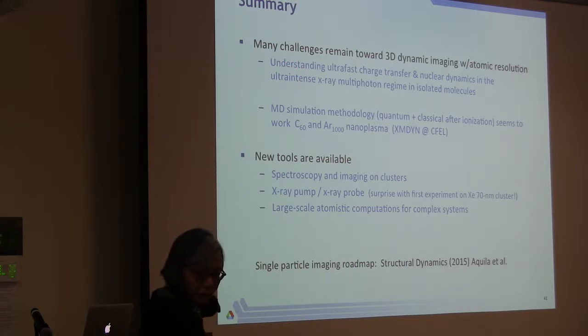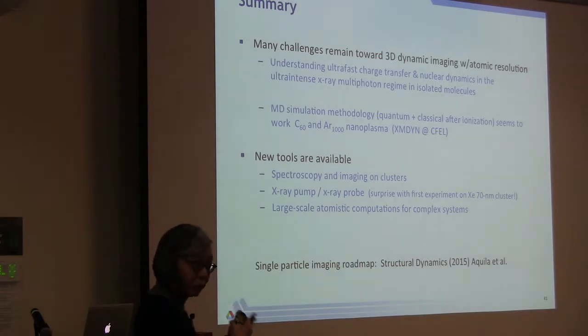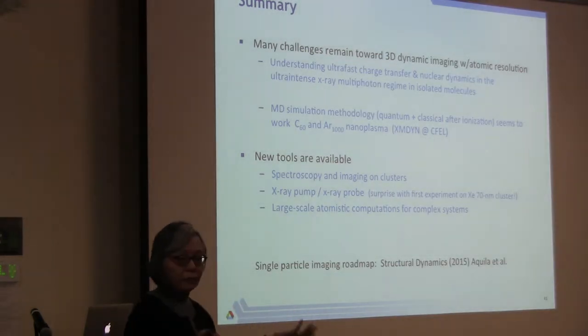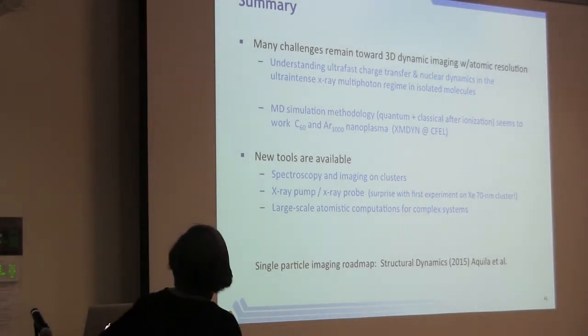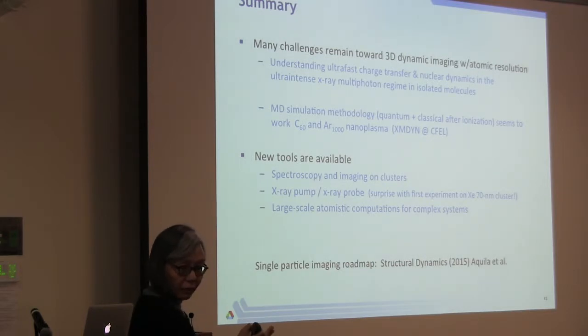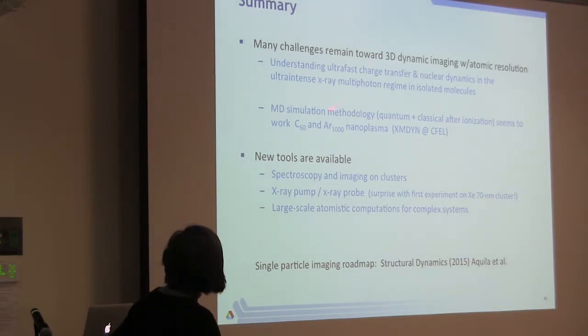That really nice experiment I showed you from Kansas, the ITAMP experiment to understand ultrafast charge transfer nuclear dynamics in this intense regime, it's a tricky problem. And it'd be nice to have some theory for that. This MV simulation seems to work for these bigger things, right? And as I told you, there was this recent paper from the Japanese group that showed it also works for this Argonne nanoplasma.